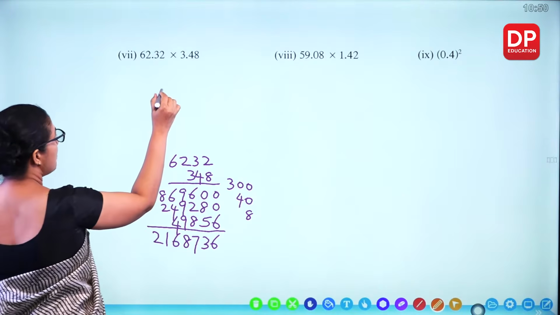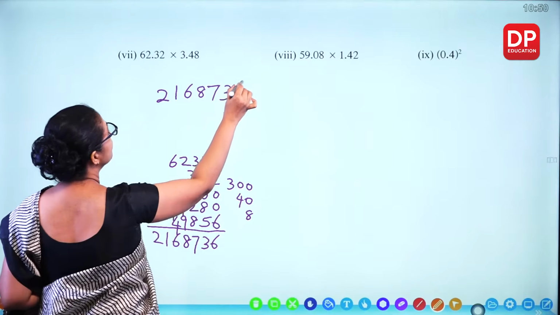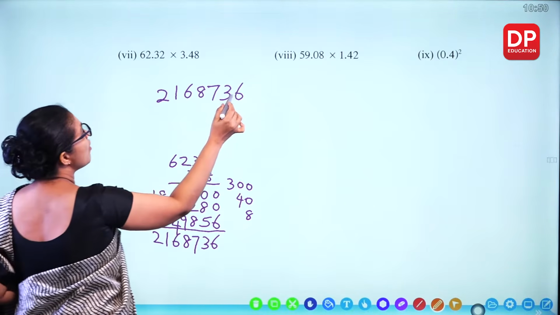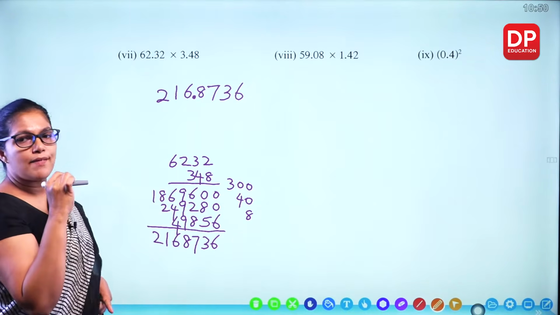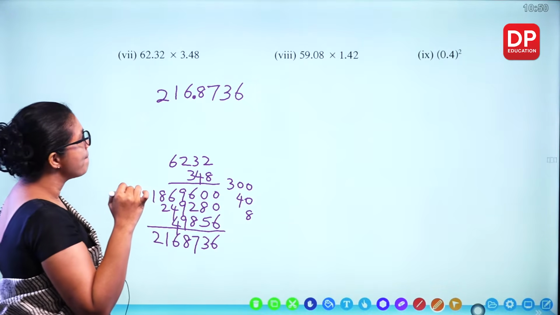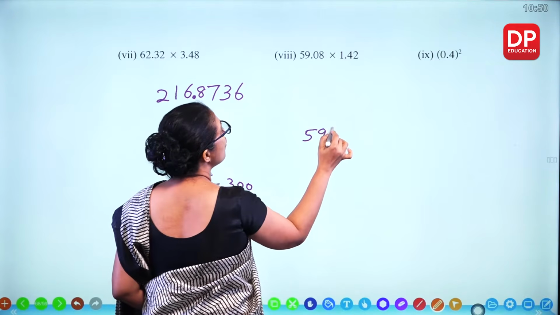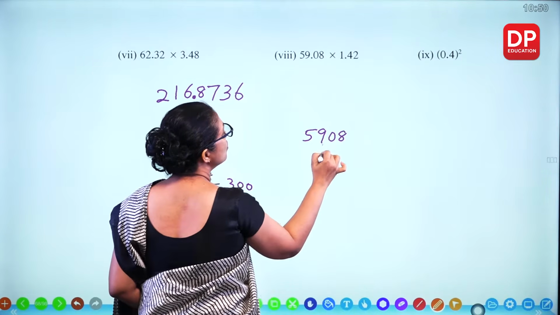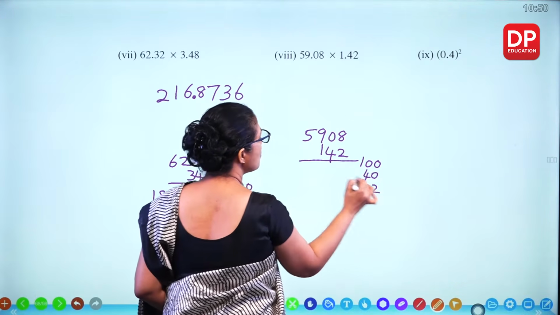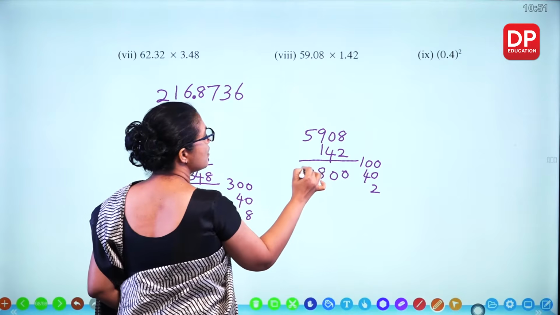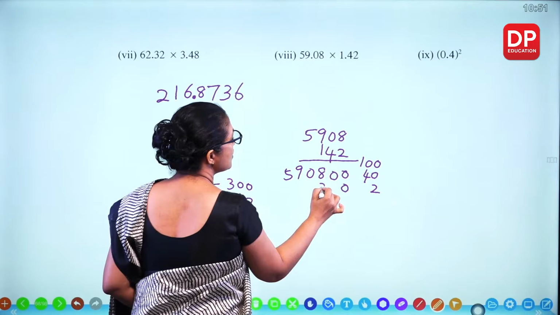Now keep decimal point. 2 here, 2 here, altogether 4. 1, 2, 3, 4. 216.8736. This one multiplied by 100, 42. 100, 40 and 2. 8095. Multiply by 4. 32.